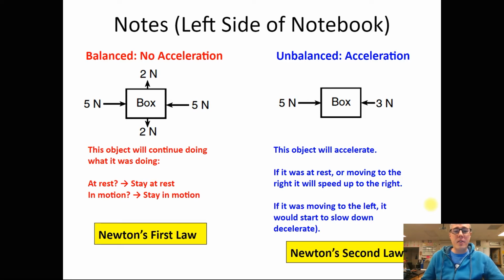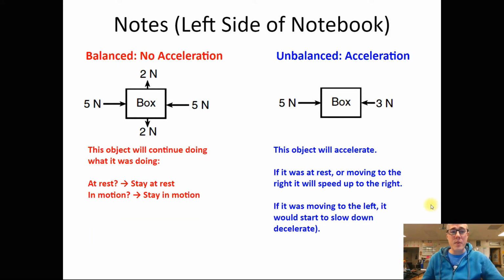So the one on the left is all about Newton's first law. Objects at rest staying at rest, objects in motion staying in motion. And the one on the right is all about Newton's second law. What happens when they don't stay doing what they're doing? Pause this video if you need to add these things to your notes.